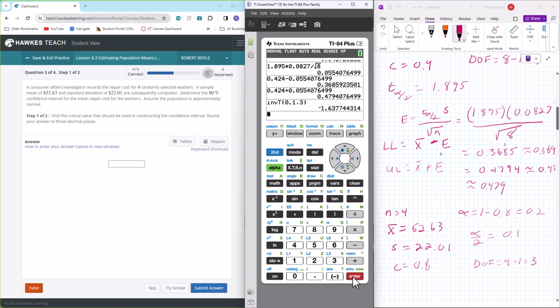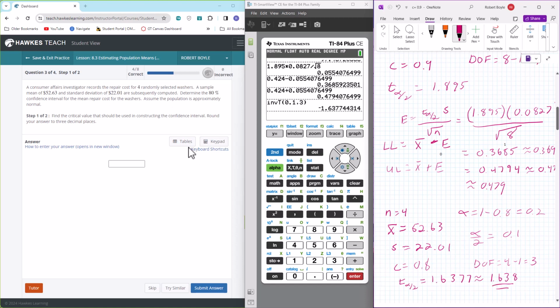1.6377. Now, in this particular case, we only want to take the absolute value. The critical value is always a positive number. So we're going to ignore the minus sign, and we're going to have that T alpha over 2 is equal to 1.6377. We went to 3 decimal places, so this is going to round to 1.638, and that should be our answer.